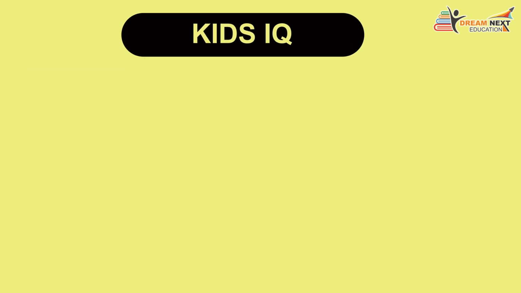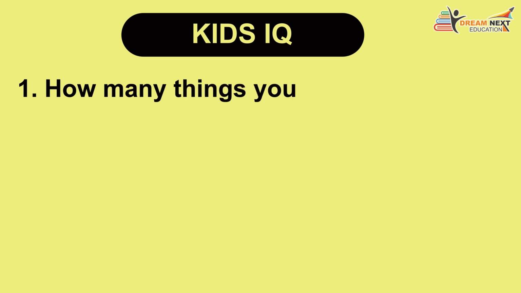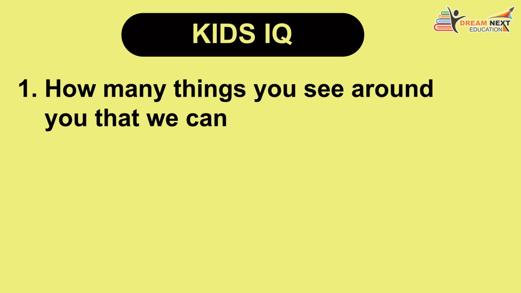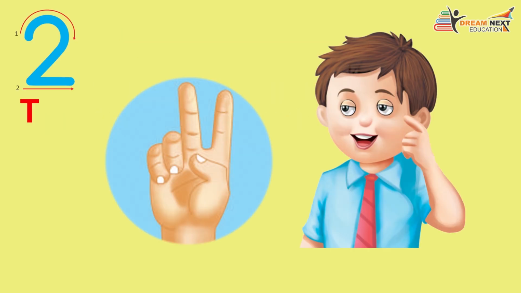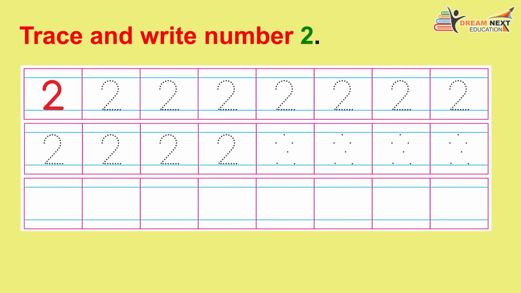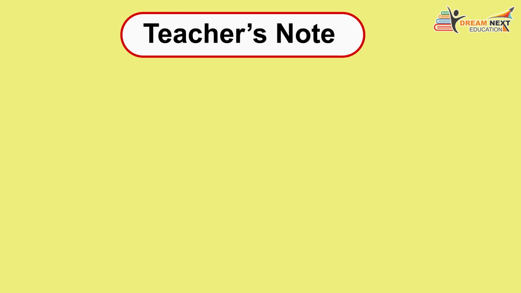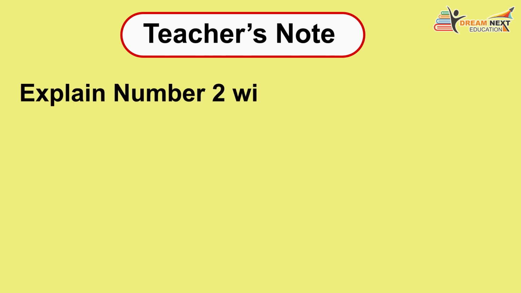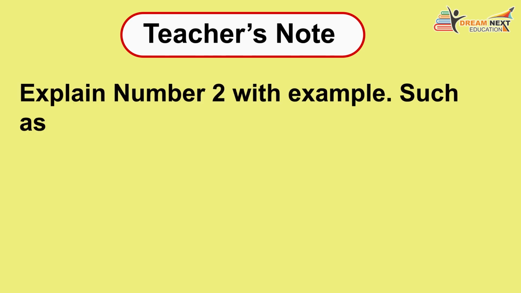Kids IQ. 1. How many things you see around you that we can count as 2? 2. We have 2 eyes. Trace and write the number 2. Teachers note. Explain number 2 with examples such as 2 eyes, 2 ears, 2 hands.